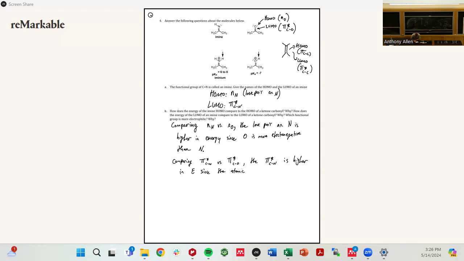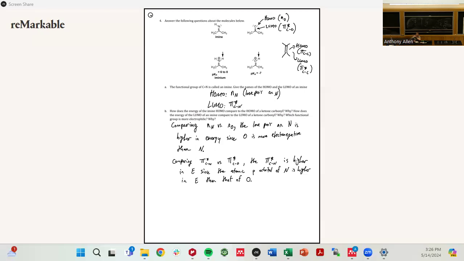The atomic p orbital of nitrogen is higher in energy than that of O. Okay. I'm going to draw an orbital diagram to show all that in a second, but which functional group is more electrophilic? So electrophiles are associated with which frontier molecular orbital, the HOMO or the LUMO? The LUMO.